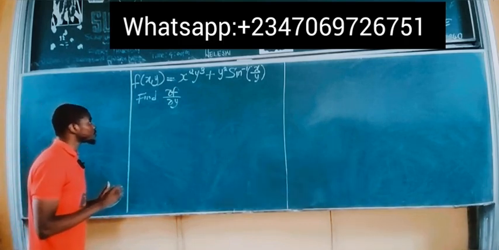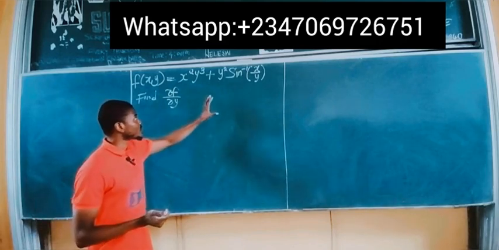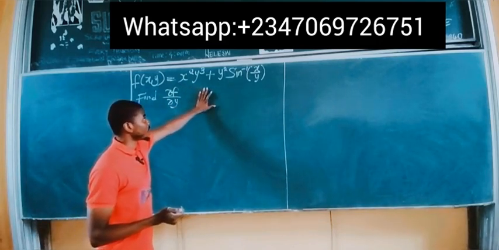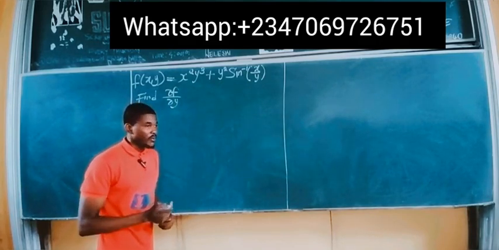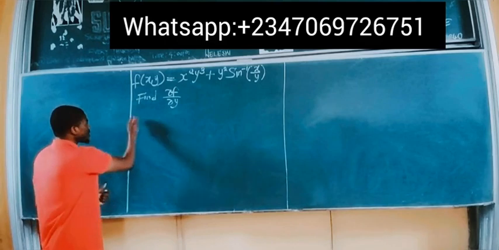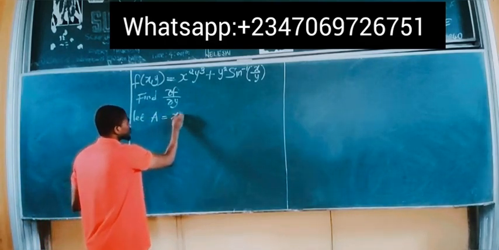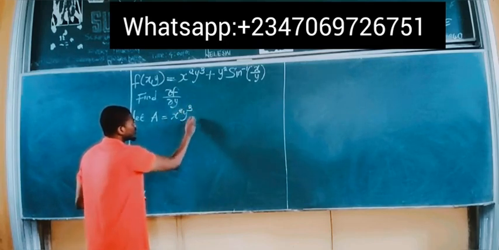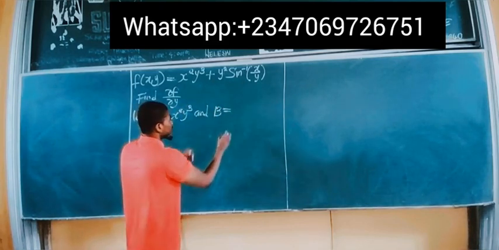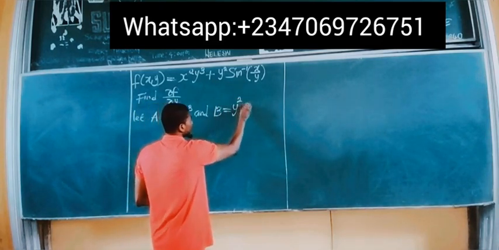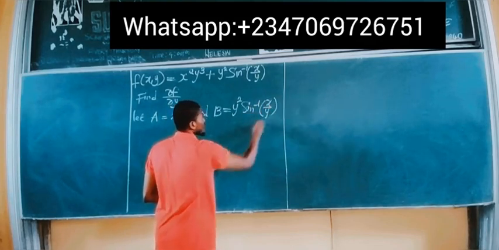Okay, so what I will do is break this function down, because I'm having a combination of x squared y cubed, then an addition, and then a multiplication between y squared and sine inverse of x over y. So I will simply say, let a be equal to x squared y cubed and b be equal to the second function here, which is y squared sine inverse of x all over y.